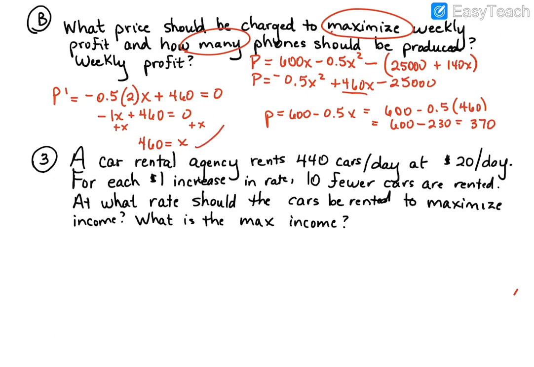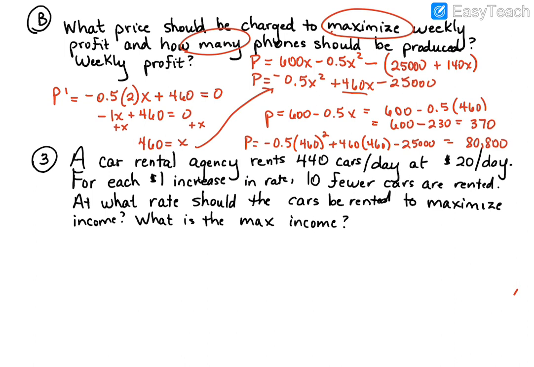So now you're plugging your x in here. And I would just, at that point, get on a calculator and let it do all that squaring. So plus 460 times 460. And then you have minus your 25,000. And so when we plug all that in, then your maximum weekly profit is going to be $80,800.